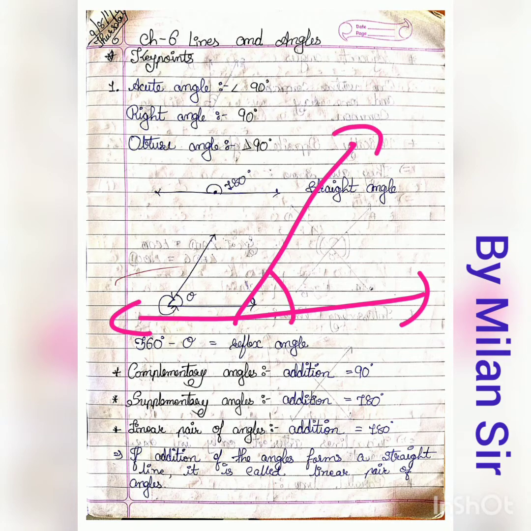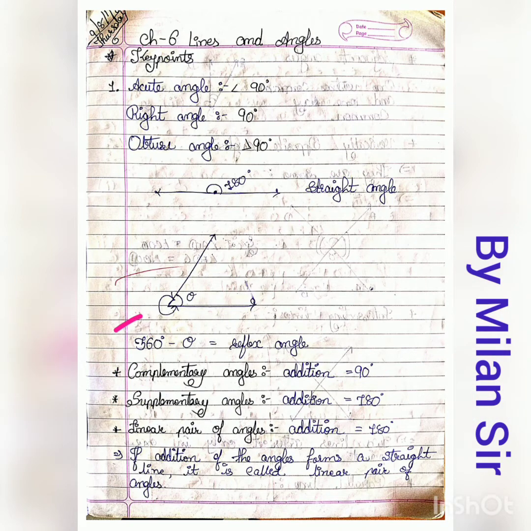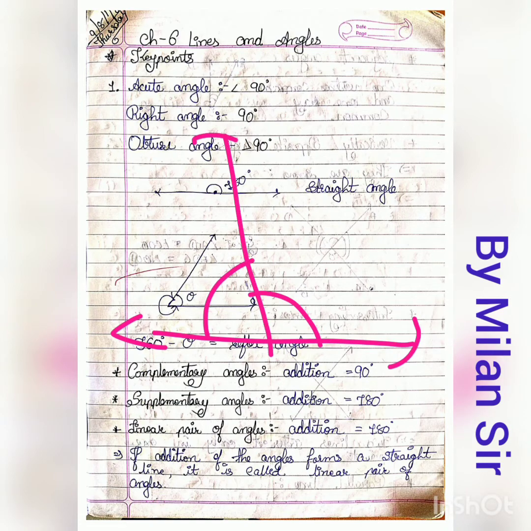If we talk about these two angles, the addition of these two angles forms one straight line, so these two angles are called a linear pair of angles. If we talk about these two angles, then the addition of these two angles forms one straight line, so it is called a linear pair of angles.